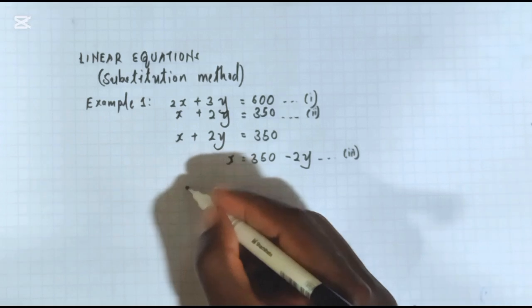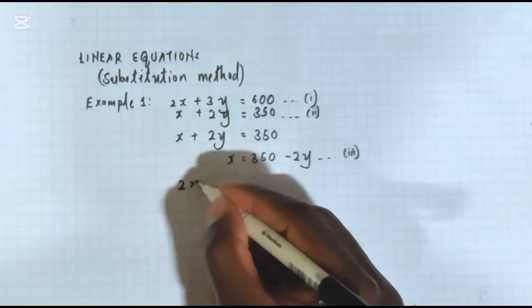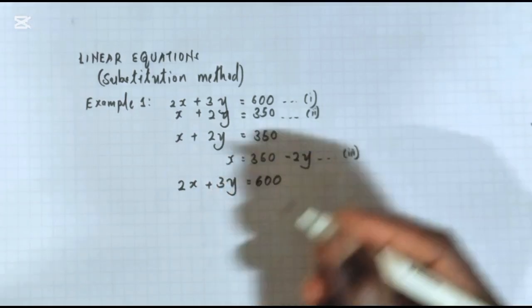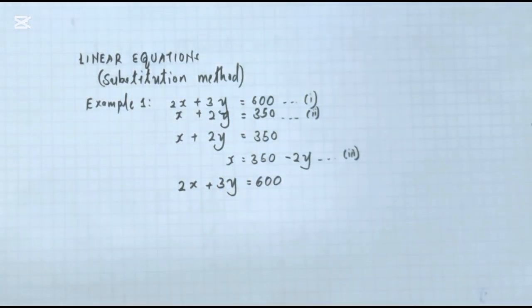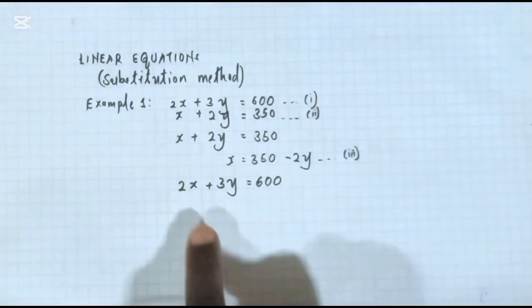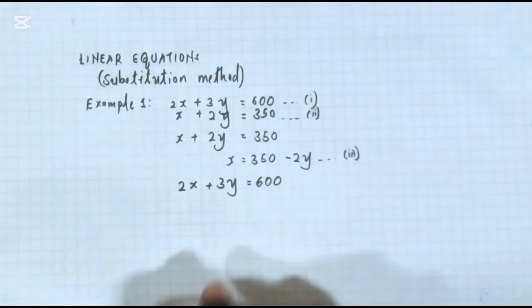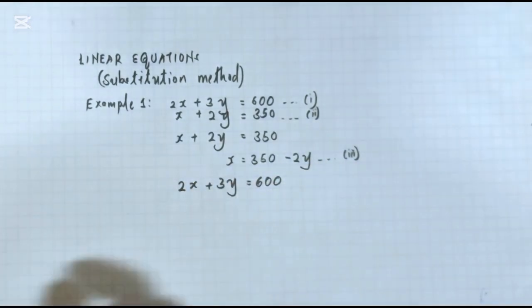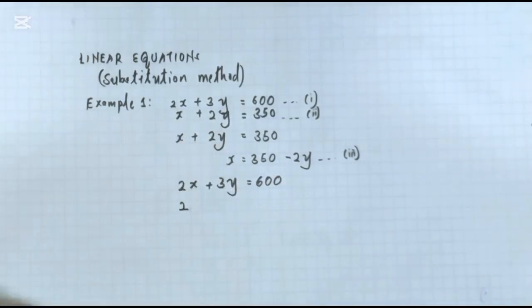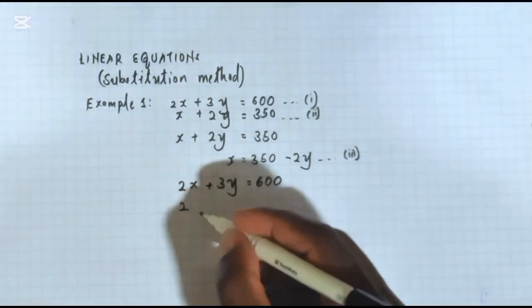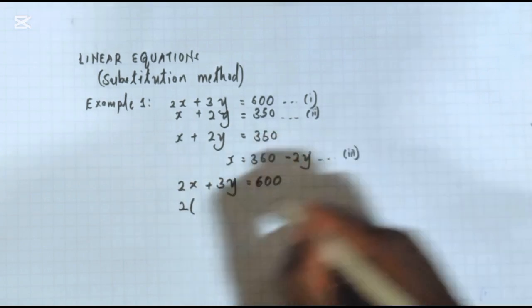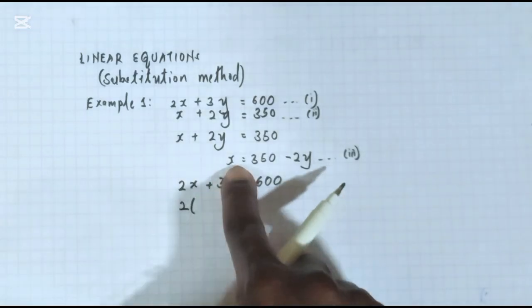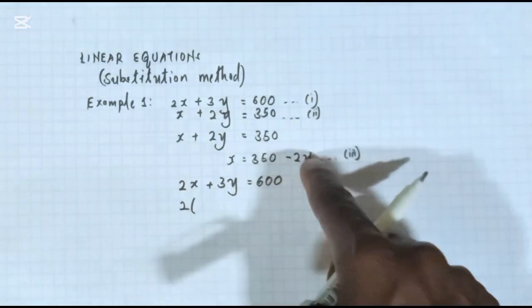Equation 1 is 2x plus 3y equals 600. I wanted to note that in equation 1, we have x as a variable. So we're going to substitute equation 3 into equation 1. All that means is where we see x, we're going to put equation 3. Remember, x we said was equal to 350 minus 2y. So wherever we see x, we are going to put 350 minus 2y.